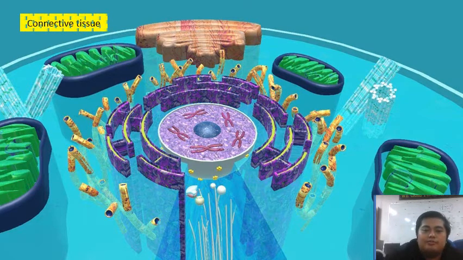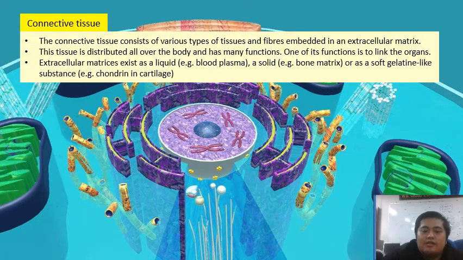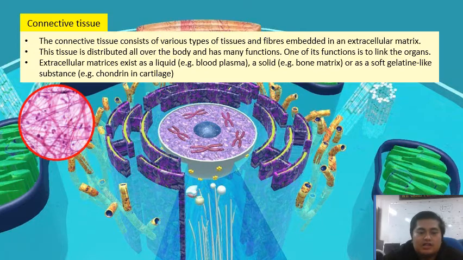Next, we have our connective tissue. So connective tissue consists of various types of tissue and fiber embedded in the extracellular matrix. So the tissue is distributed all over the body and has many functions. One of the functions is to link the organs. So the extracellular matrices exist as a liquid, such as blood plasma, a solid, such as our bone matrix, and a soft gelatin-like substance, such as chondrin in our cartilage.